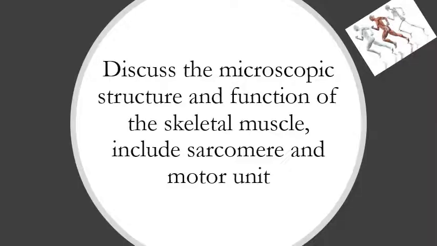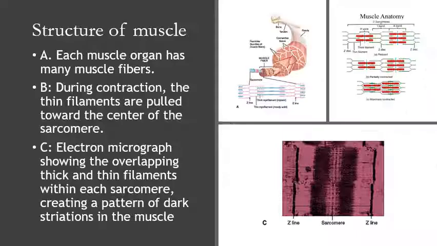Next objective. Discuss the microscopic structure and function of the skeletal muscle, including a sarcomere and a motor unit. When we look at the structure of the muscle, we need to take into consideration what that muscle is going to do. So each muscle organ has many muscle fibers.